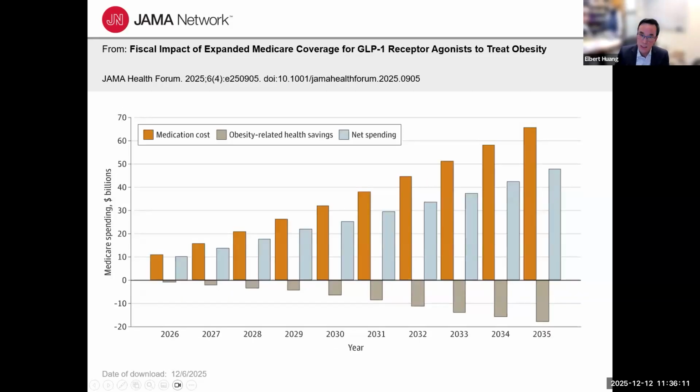We did this other analysis. Again, this is all led by a trainee, Jennifer Huang. She then did this analysis, which just focused on the budget, just the money part of the analysis, and did this on behalf of Medicare, because Medicare does not cover anti-obesity drugs, at least until recently.